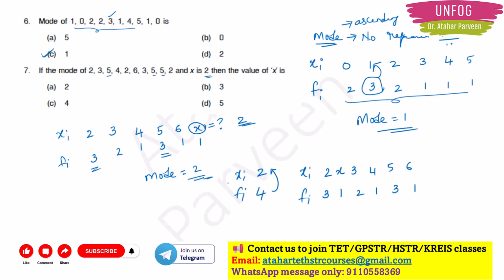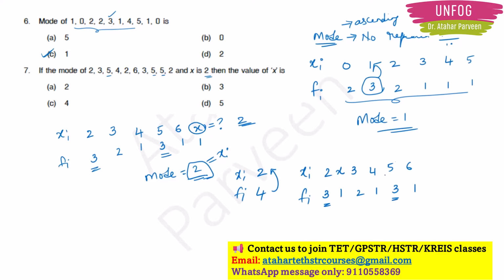Correct? Now the mode they have given is 2. That means for the corresponding maximum frequency, what is the value of xi? That is only the mode, right? Now the maximum frequency is for 2 and for 5. But 5 is already there, right? But the mode is 2, so this should be 2. Then the frequency will be 4. Here the maximum frequency is 4, and for the corresponding maximum frequency, the mode is 2. Correct? I hope you understood now. So option A, 2, is the right answer.